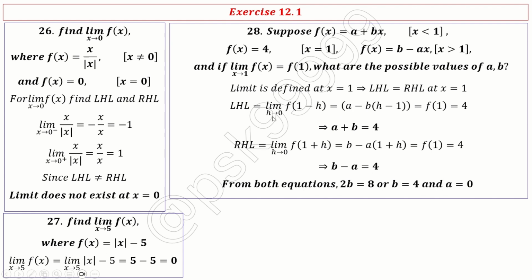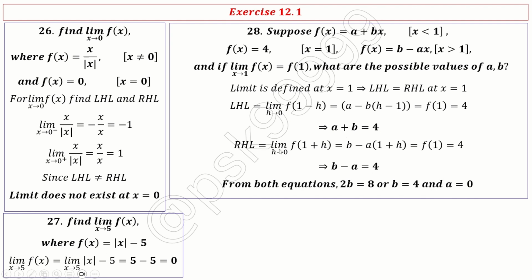Which means I have to take the less than 1 condition. Less than 1 condition means I will take a plus bx. So a plus b times x, where x is 1 minus h. So I'll take a plus b times 1 minus h. So this is same basically. Which is equal to f of 1. That's what is given. So which is 4. If you see, f of 1 is 4. Okay. So if I simplify this and substitute h equal to 0, I get a plus b equal to 4.